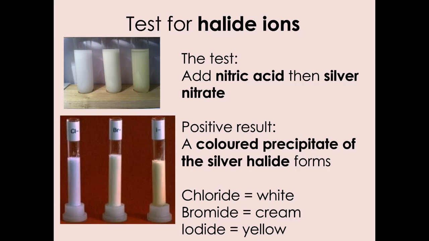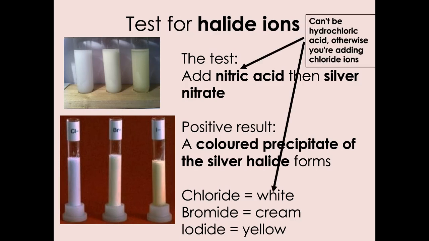Now, when we do this, it's important that we use nitric acid for this test, because if we use hydrochloric acid, then hydrochloric acid is HCl, so it's H plus and Cl minus. So we're adding chloride ions if we use hydrochloric acid. So if we add hydrochloric acid there, we'll definitely get a white precipitate, and therefore you won't be able to tell if it's a positive result or not.